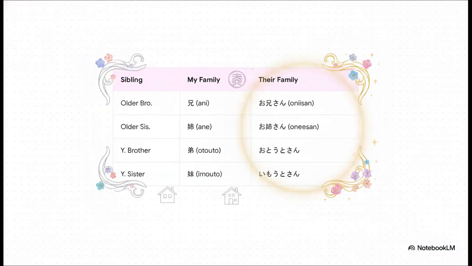And you know what? That same in-group, out-group pattern applies directly to your siblings too. Your younger brother is ototo, but their younger brother is ototo-san. Your older sister is ane, but their older sister is onisan. This visual pattern is incredibly consistent. You're keeping your own family unadorned to show humility, while kind of dressing up the other person's family titles with respect.